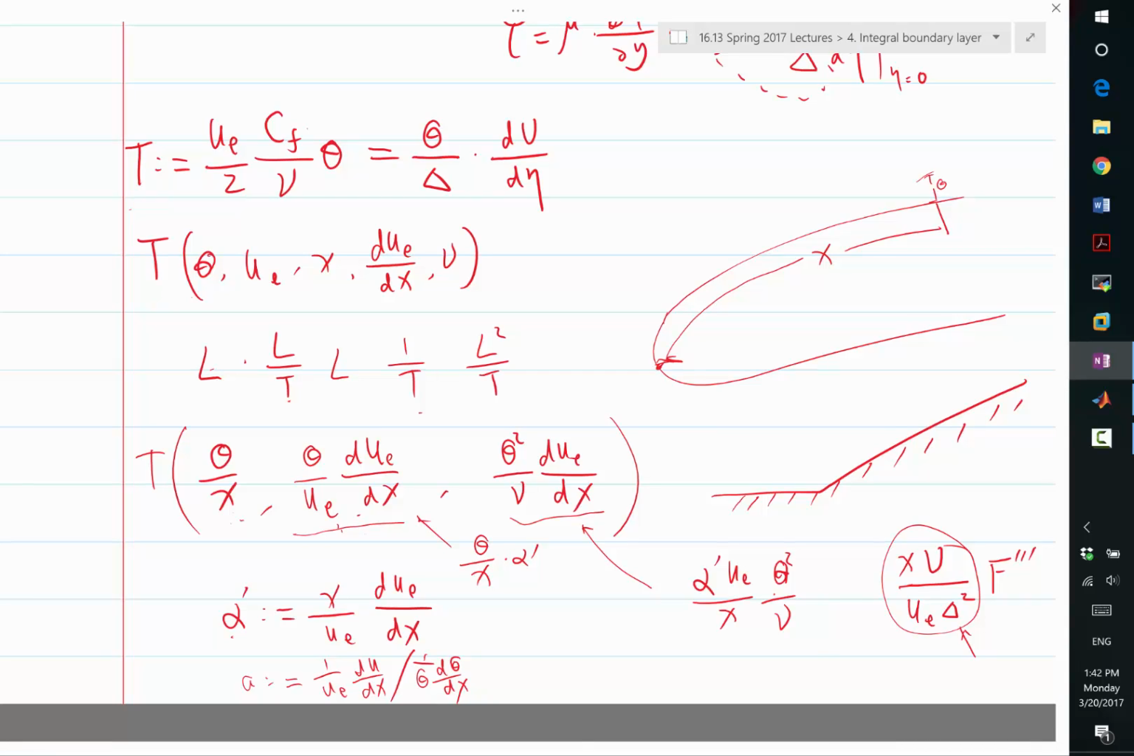That means if I look at these three terms combined, it is actually alpha prime times theta squared over delta squared. So for every alpha prime, we can solve the Faulkner-Skan equation. We can compute the theta, the momentum thickness, in the eta coordinate. And in the eta coordinate, delta is equal to 1, right? So basically, this is alpha prime times theta squared in the eta coordinate.